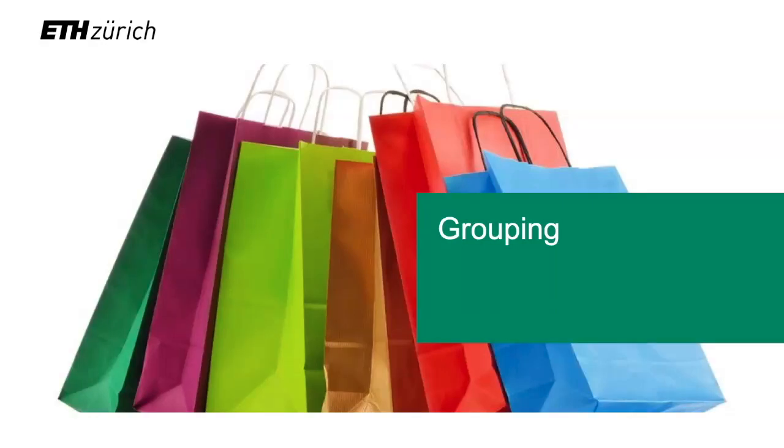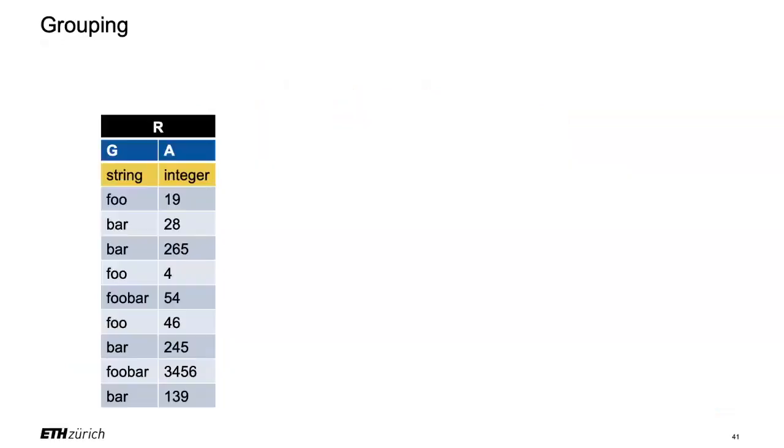Shall we go to the next operator? Yeah. So this is grouping. This one is in analytics is absolutely fundamental. So grouping means that you have a table like this that has two columns. That's fake data here. But you see that the values in G, they can repeat. You have foo, you have bar, and you have foo bar, right? So three different values. What we'd like to do is some aggregation.